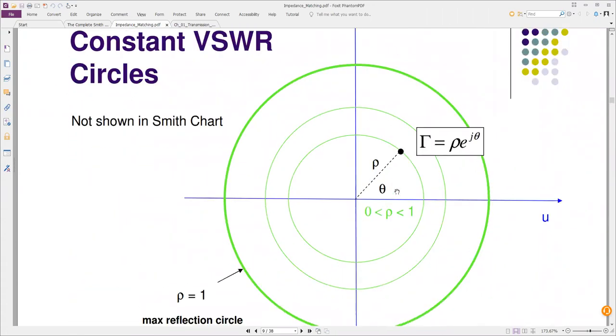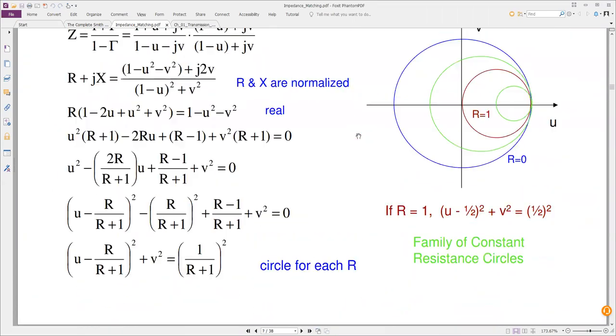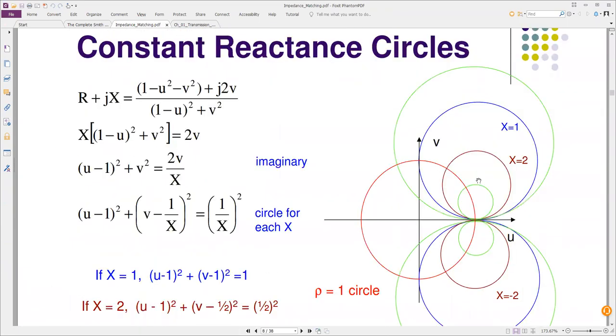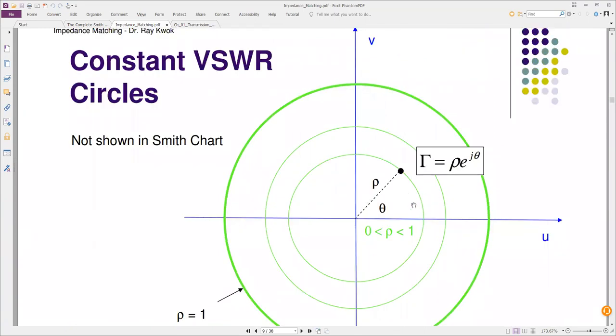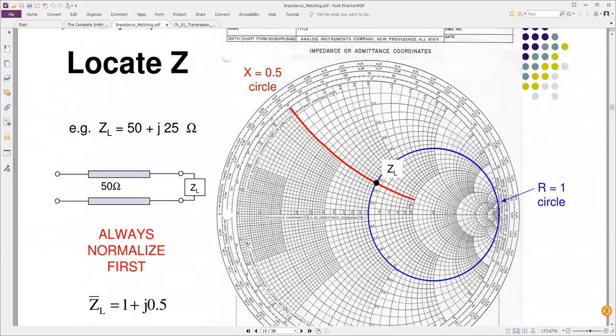Now see, these are the constant VSWR circles. So three kinds of circles are there. Okay, first one, constant resistance circle. Second one, constant reactance circle. The final one, constant VSWR circle. We have three kinds of circles. Okay, so let me show you the example.